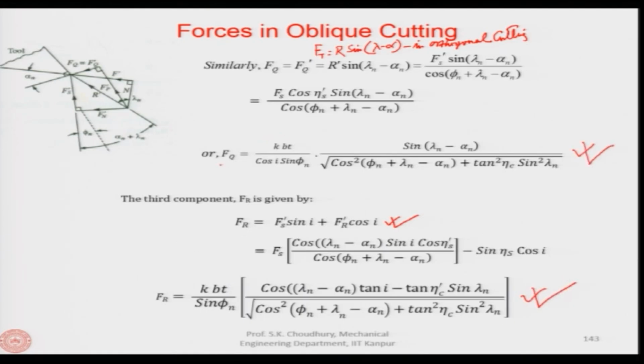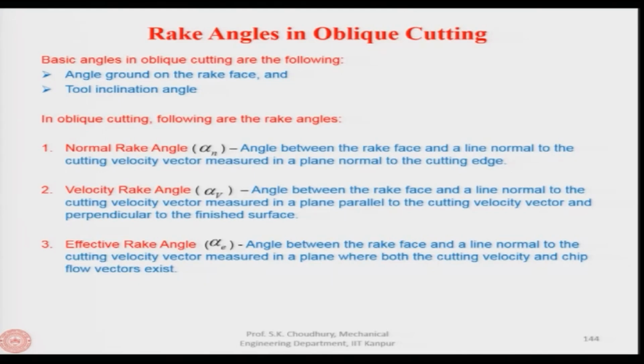If you can see that here the Fq and the Fr, they are mutually perpendicular. So, they will be all the stress into the area, and this is how the expression can be written. And once again I will repeat that here you will find that there is a similarity between the expressions of the Fp, Fq and Fr in oblique cutting with the Fc, Ft that we have done in case of the orthogonal cutting. Now, let us see the rake angles.